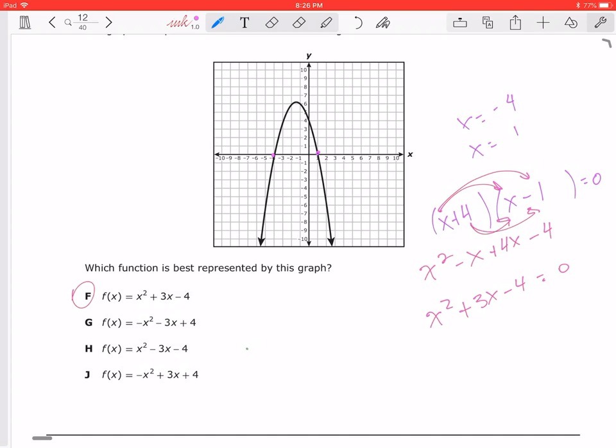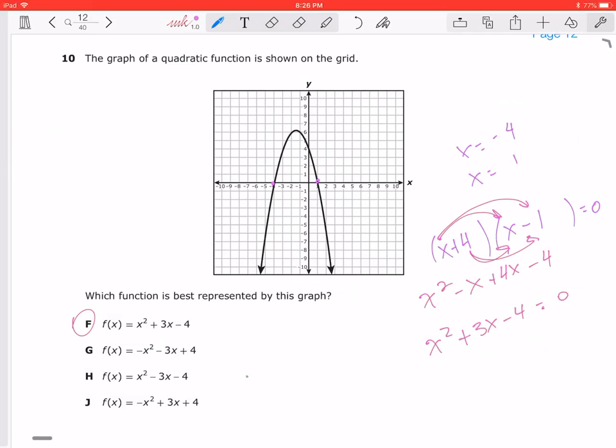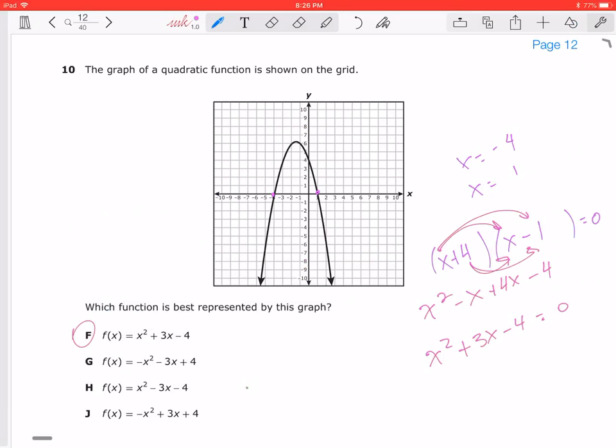But look, I need to make sure. It's important to note what I didn't take into consideration: if I notice, this graph is pointed down. So my vertex is a maximum point. Now, in order for my vertex to be pointed down, my A value needs to be negative.